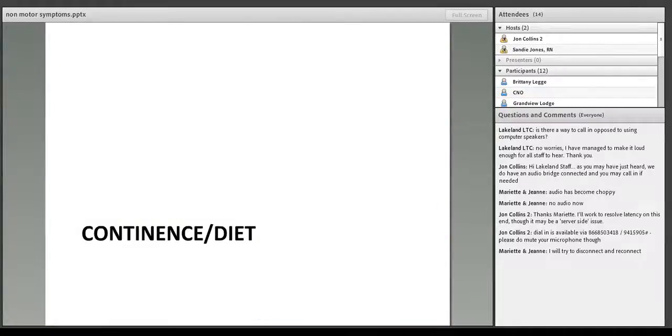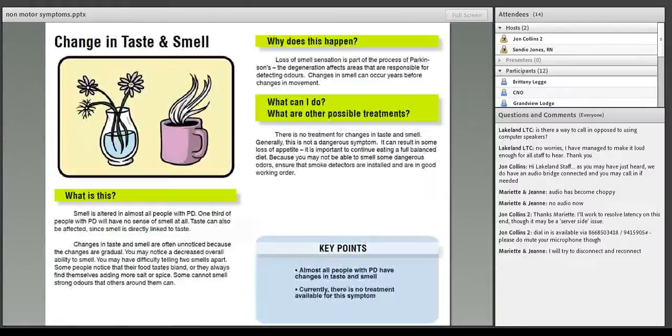Okay, changes in taste and smell. Changes in smell is a very highly prevalent symptom for people with Parkinson's. I've heard some doctors have ongoing discussions about this. The latest research that I read said at least 90% of people with Parkinson's, and some of the doctors believe that it's actually 100% of people with Parkinson's, develop some loss of sense of smell.